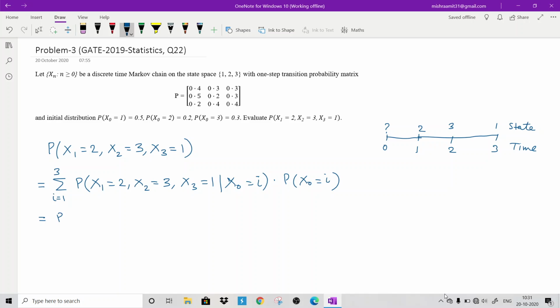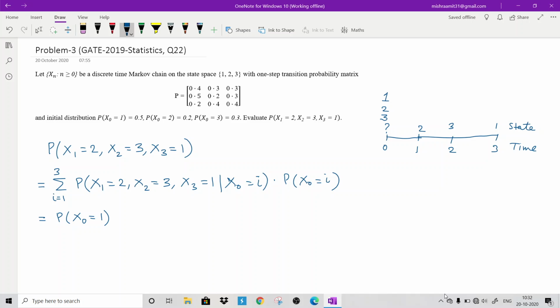So I am writing here P of X0 equals, and I am assuming that it starts from 1. If it starts from 1, then on the next step, it can start from 1, it can start from 2, it can start from 3. So if it is starting from 1, the next step is 2, then the next step is 3, and then the next step is 1. If it is starting from 2, the next steps are 2, 3, 1. If it starts from 3, the next steps are 2, 3, 1. So in any case, the next steps are fixed. Only the first step you do not know.